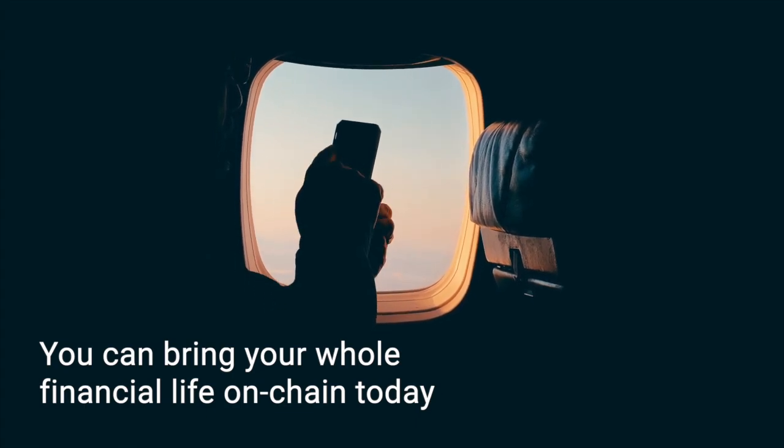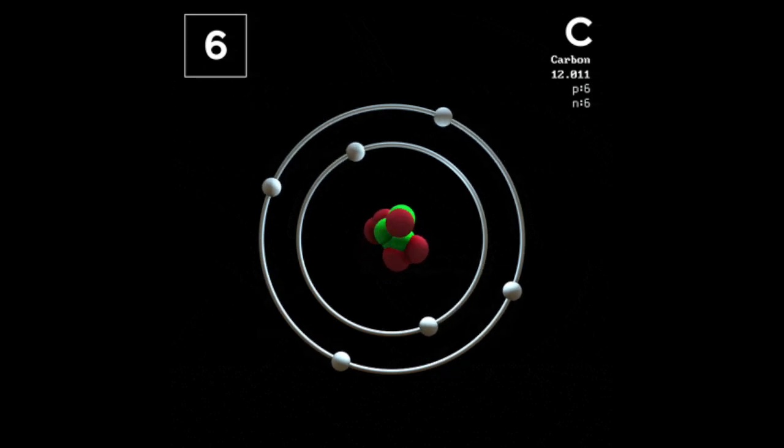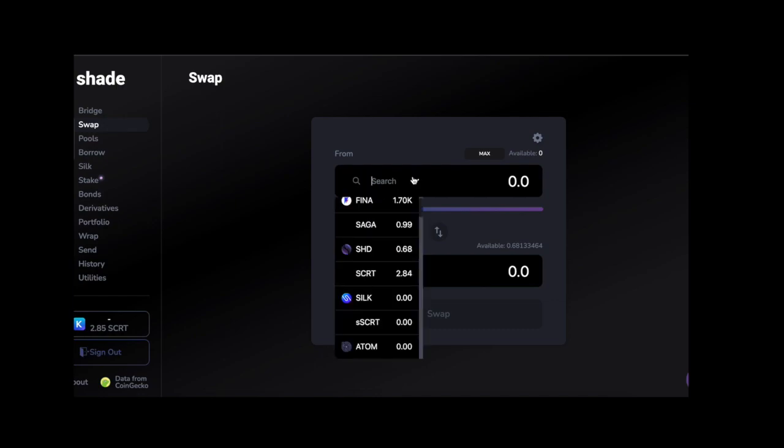And in order to look at how Shade can offer all that with privacy, we're going to look at the smallest possible building block, an individual transaction. How confidential is your data when you swap, borrow, LP, or whatever else on Shade? Let's use a simple swap as an example here. First, I'm going to trade Finna for Silk.